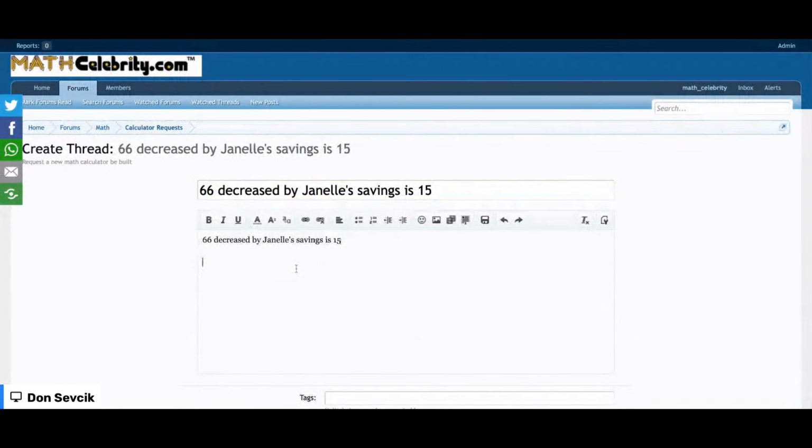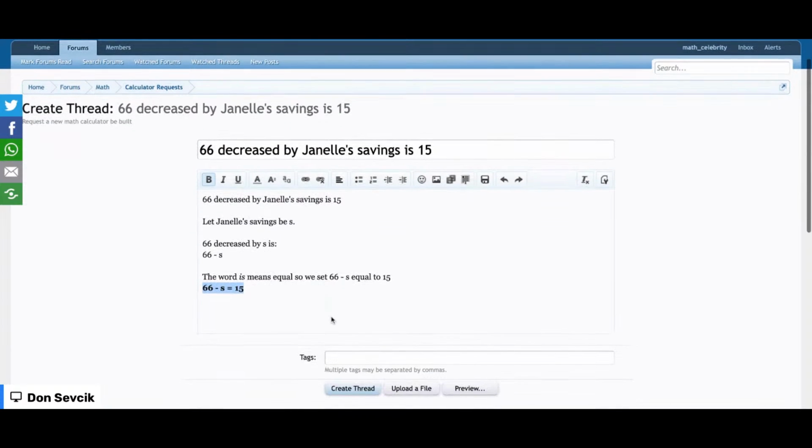Let's see. 66 decreased by Janelle's savings is 15. So this is an algebraic expression. Let Janelle's savings be S. 66 decreased by S is 66 minus S. And then the word is. So we declare a variable for Janelle's savings, S. 66 decreased by S. Decreased by means subtract. And then the word is means equal to. So set 66 minus S equal to 15. 66 minus S equals 15. And that is our algebraic expression.